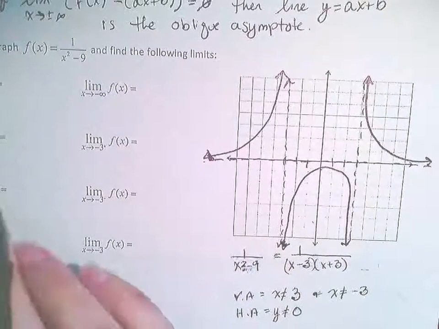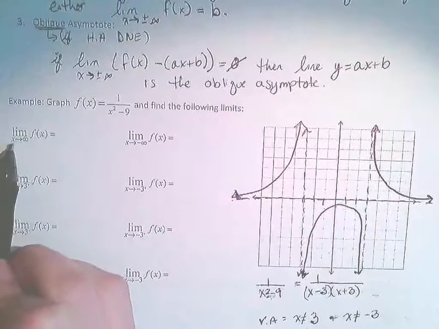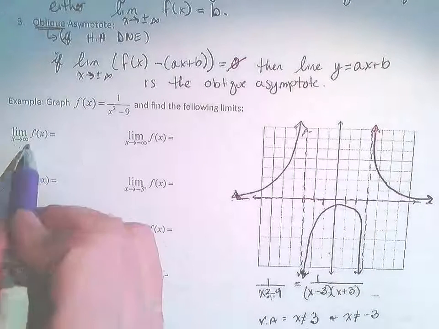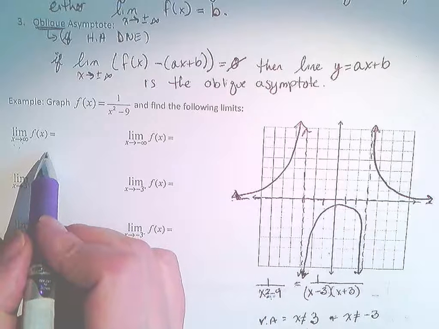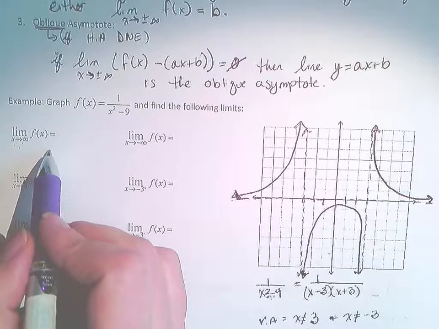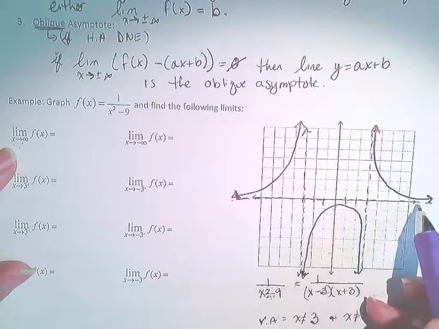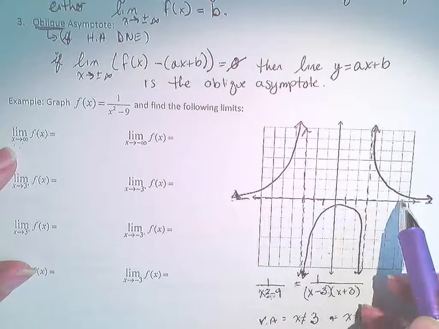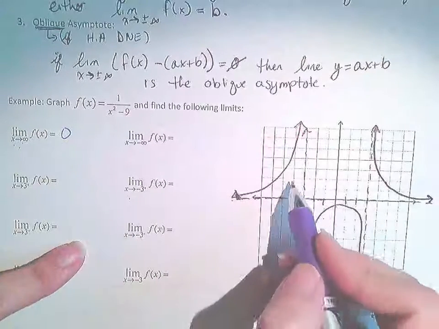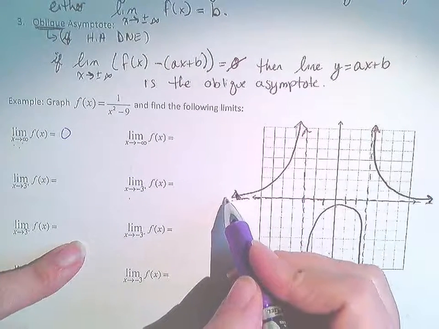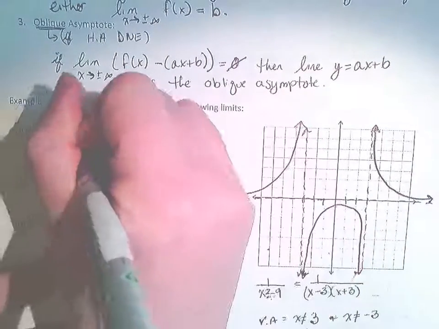Now I can actually find my limits using my graph. As x approaches positive infinity, where is the function going? As x approaches positive infinity, f of x is getting closer and closer to 0. As x approaches negative infinity, again, the function is getting closer and closer to 0.